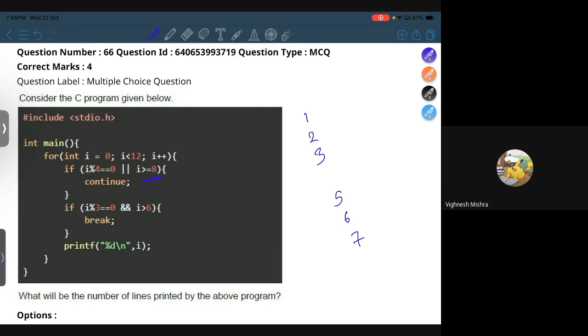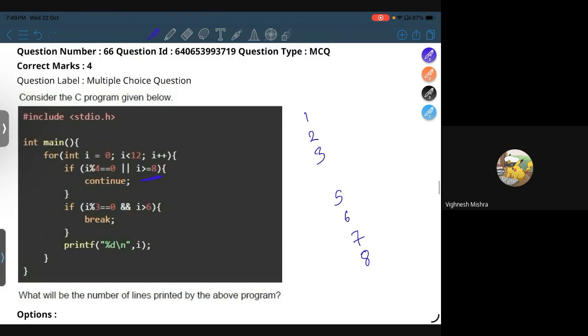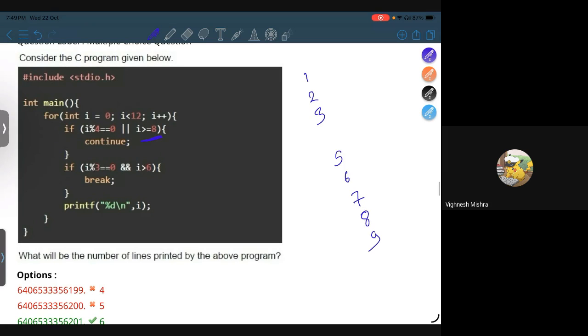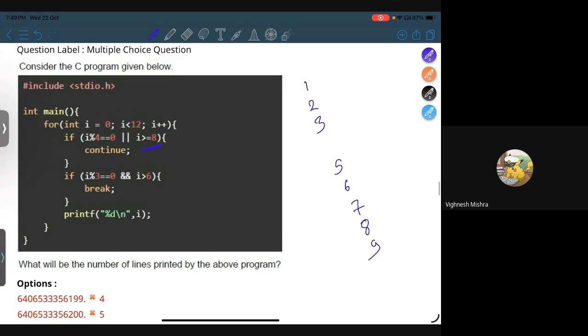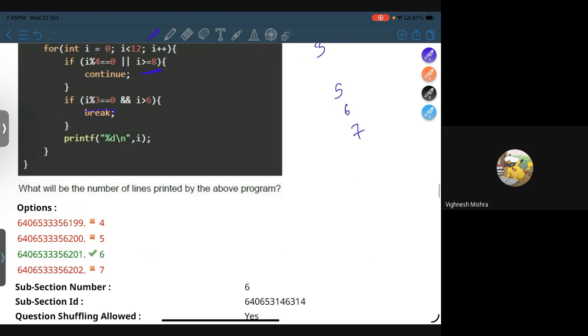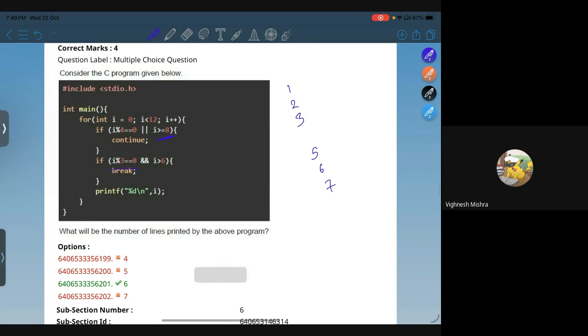Wait, greater than 6 and divisible by 3. So 8 also comes in, and 9. So 9 is greater than 6 and divisible by 3. So here no breaks. And this also gets cancelled because of this i percentage 4. Yeah, these 6 times only. First, second, third.